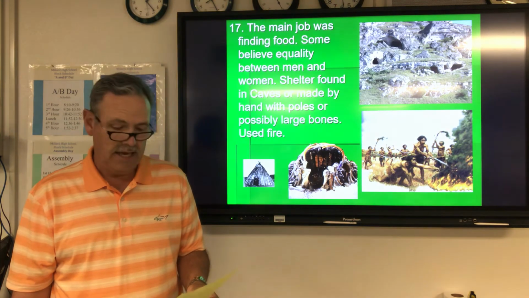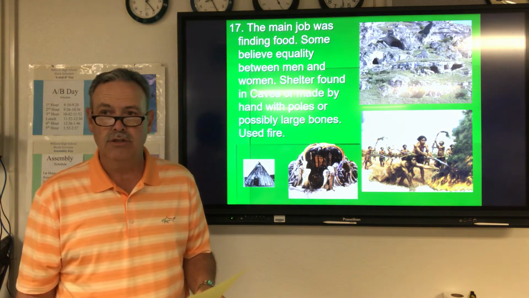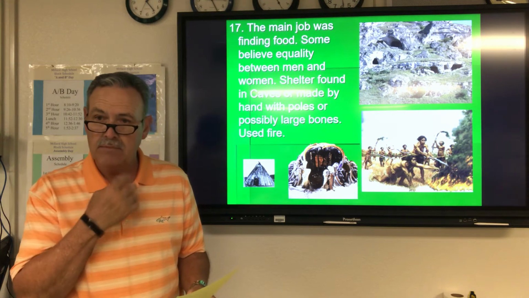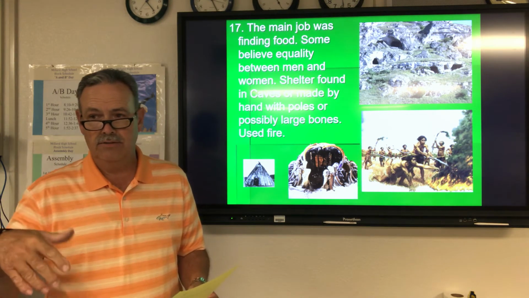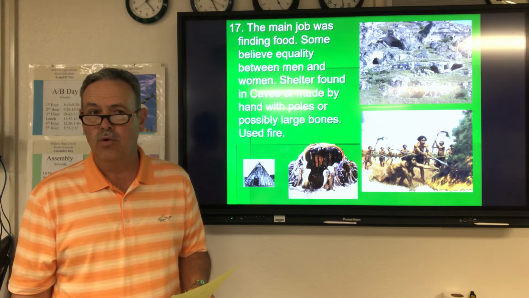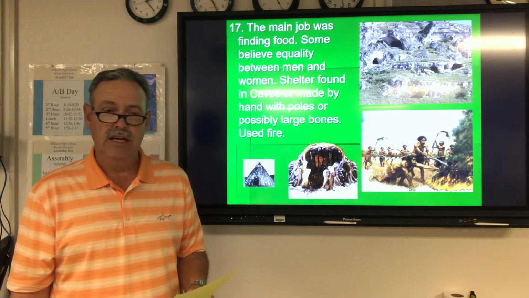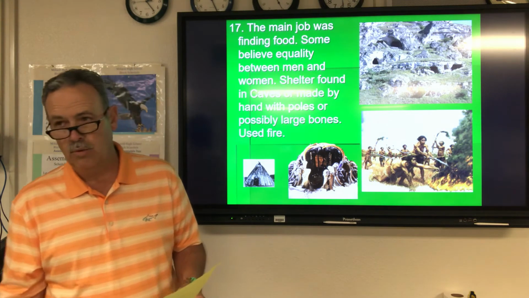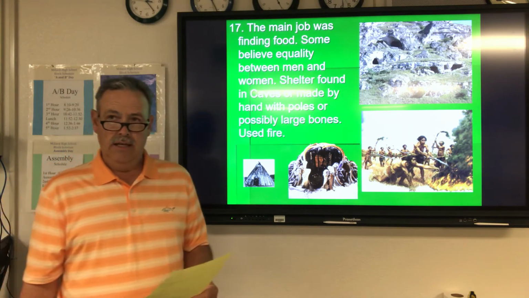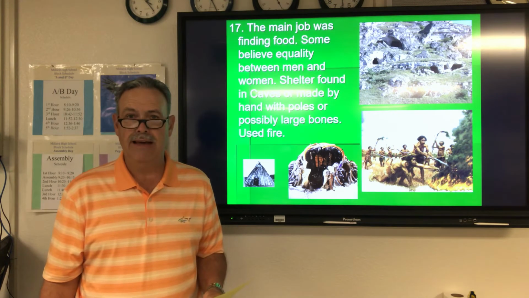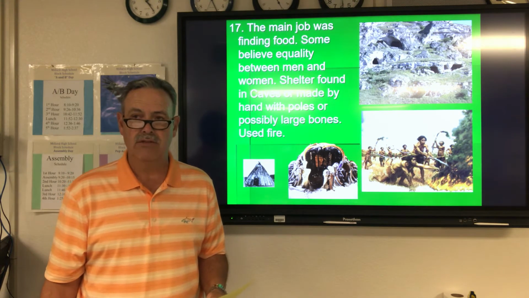Shelter was found in caves. Again, it's kind of a naturally occurring shelter. And many of these caves served as homes for many people for many years. There's one of the videos that I show that talks about a cave that's had people in it for literally thousands of years, if not tens of thousands.